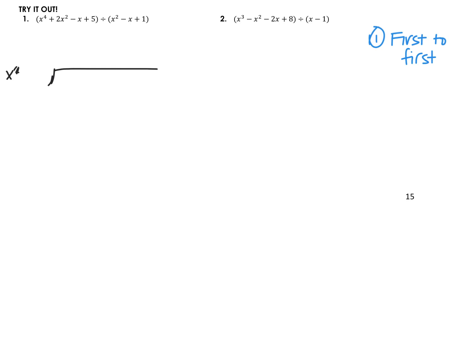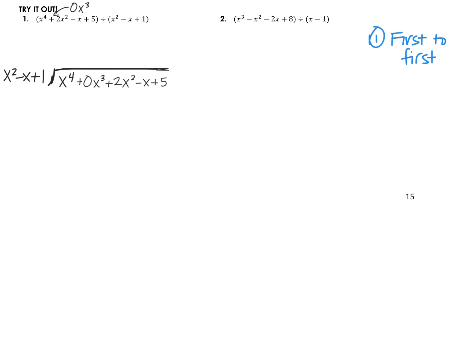Oh, this stylus sucks, so that's why I don't like using it. Okay, hold on. x squared minus x plus 1 on the outside, and on the inside, obviously our dividend here, so x to the 4th. What's missing? x to the 3rd. So I put 0x to the 3rd in that spot. And then the rest, 2x squared minus x plus 5. That's all the same.